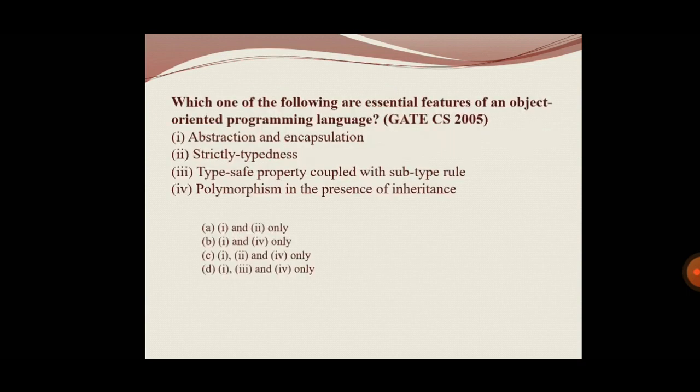Next you will see in this topic just a GATE question. Which one of the following are essential features of an object-oriented programming language? See, abstraction, encapsulation, strictly typedness, type safe property coupled with type subtype rule, polymorphism, the presence of inheritance. So the answer is B, the first one and the fourth one only.